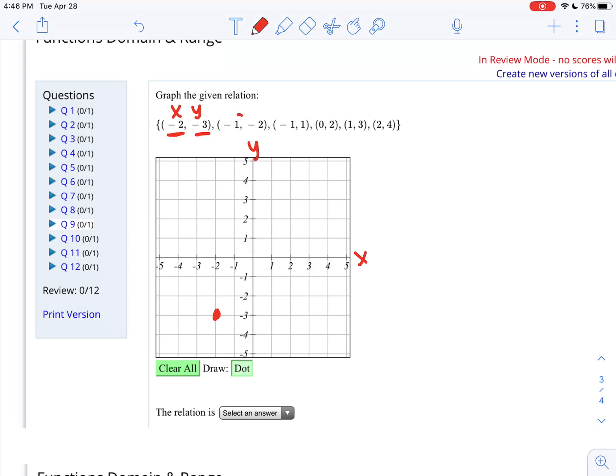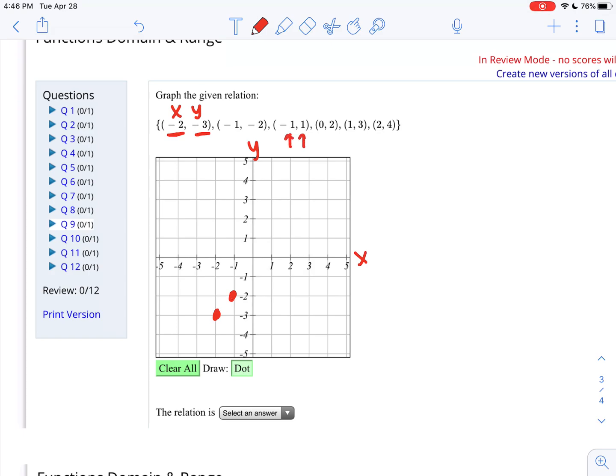So when you have a negative in front of your x, which is your first point, that tells you to go left. If it's +1, it would be right 1, but that tells you to go left 1. I feel like I'm making this so confusing, you guys. Okay, left 1, down 2, I'm so sorry.